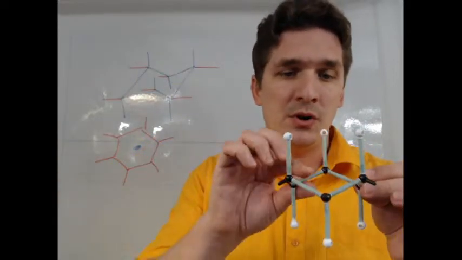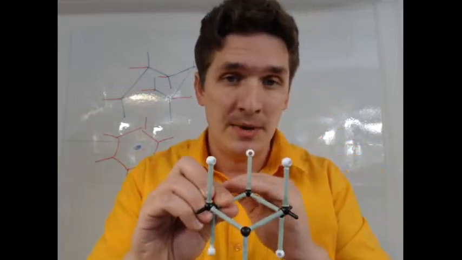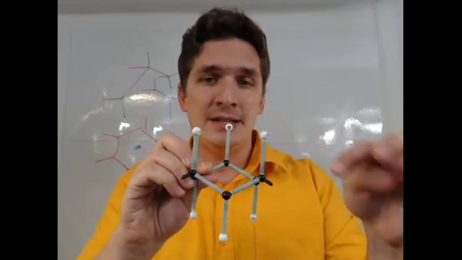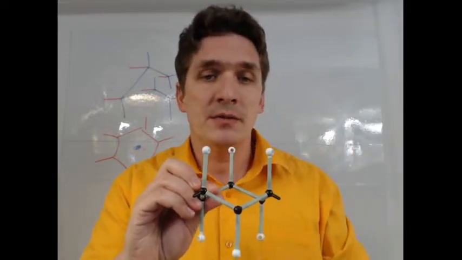Now, the equatorial are the ones that kind of shoot off from the side, and we call them equatorial because if these form a z-axis, these kind of shoot off at the equator of the molecule.